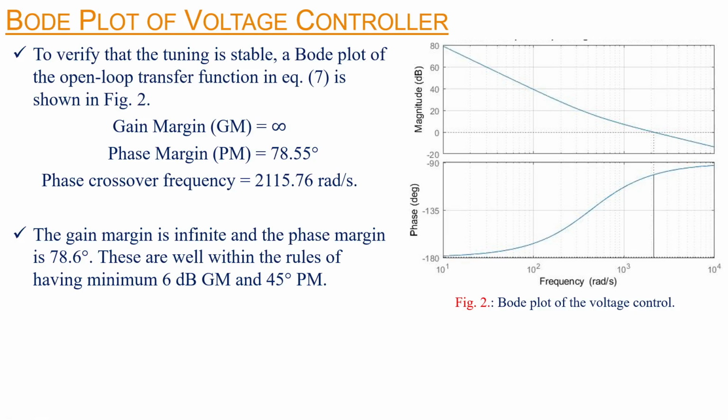Now we can verify this voltage controller tuning by plotting the Bode plot. Upon plotting the Bode plot of the open loop transfer function, we get the gain margin as infinity and phase margin as 78.55 degrees, and phase crossover frequency as 2115.78 radian per second. So the gain margin is infinite and the phase margin is 78.55 degrees. These are well within the rules of having 6 dB gain margin and 45-degree phase margin.